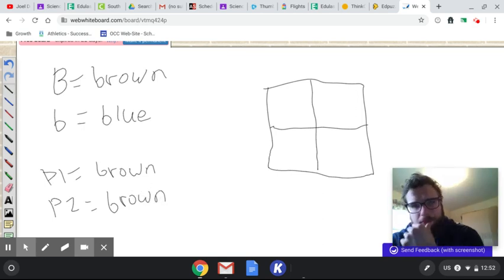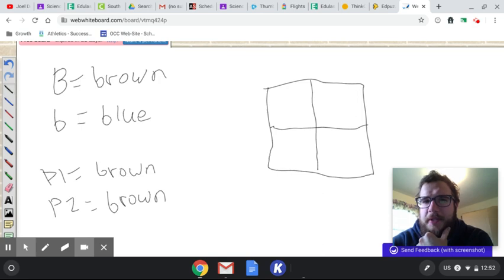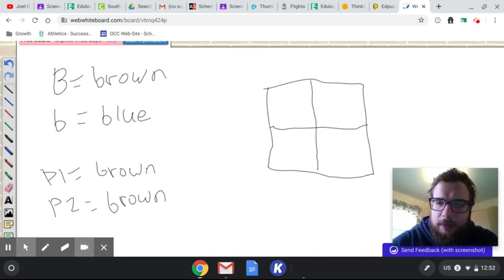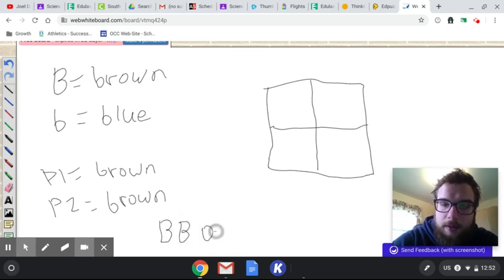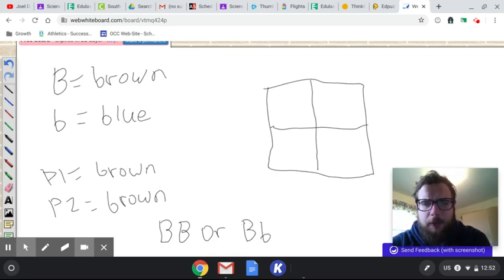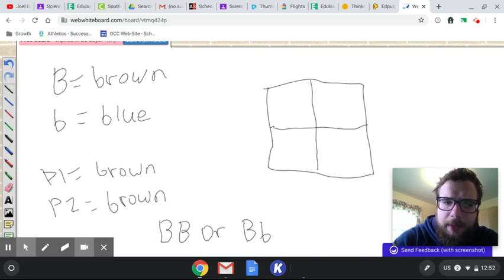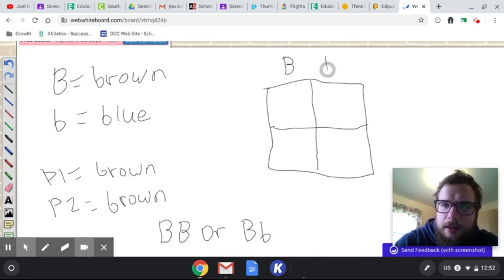Okay, now this is really important. Just because your parent has brown eyes, just because they have the dominant trait, that does not necessarily mean that they've got 2 big B's, okay? In order to have brown eyes, you could be big B, big B, or you could be big B, little b, okay? And there's a reason why I'm talking about this. I'll explain in a second. Let's say that both parents here are big B, big B.